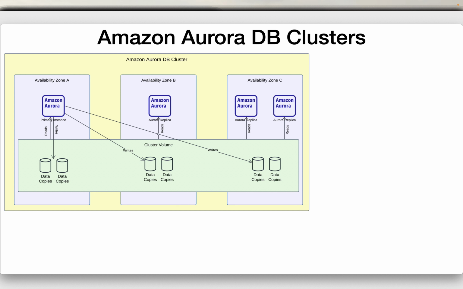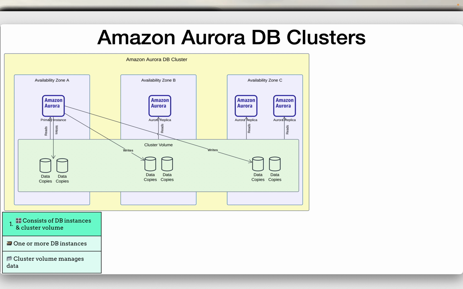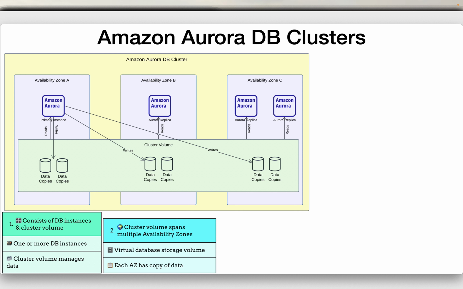High-level overview of Amazon Aurora DB cluster. An Amazon Aurora DB cluster is made up of one or more DB instances and a cluster volume that manages the data for those instances. The Aurora cluster volume is a virtual database storage volume that spans across multiple availability zones, with each zone having a copy of the DB cluster data.